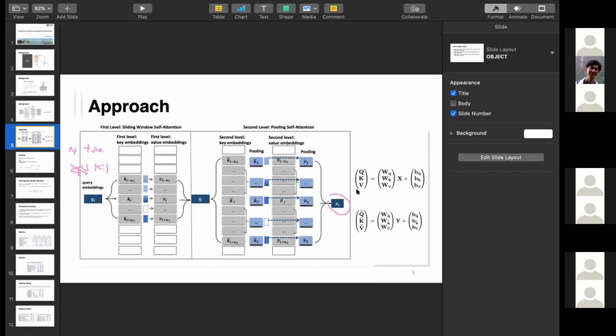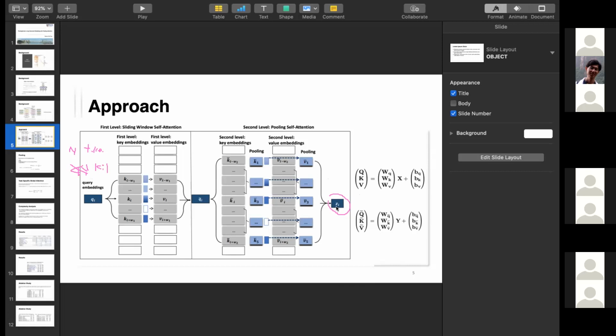If i is from 1 to n, then n is the length of the input sentence. For each i, we go through this process, so finally we get Zi from 1 to n.